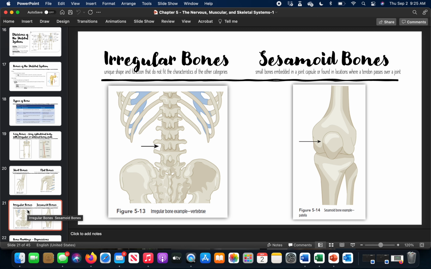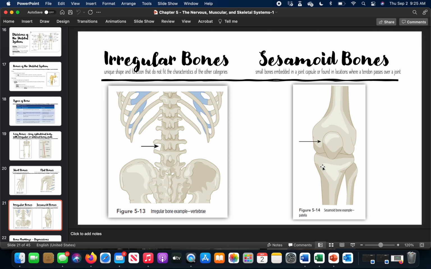Irregular bones are kind of misshapen. They have a unique shape. They don't really fit the category of what we would consider a long bone, a short bone, or a flat bone. An example of that would be your vertebrae. Different levels of your vertebrae have different looks to them too.